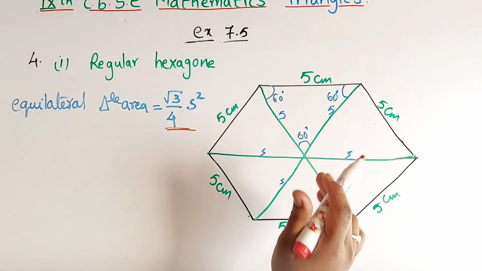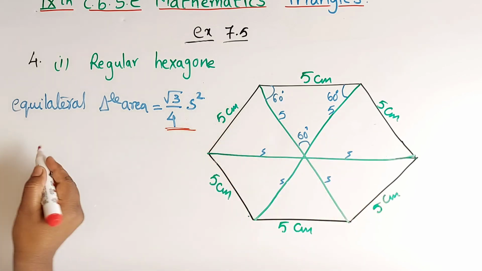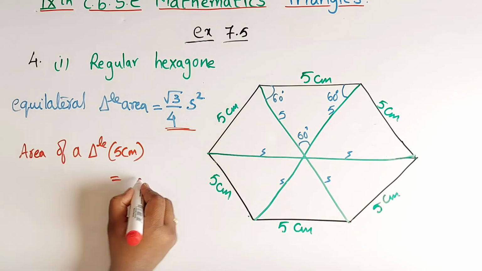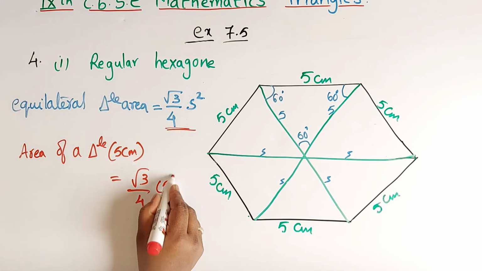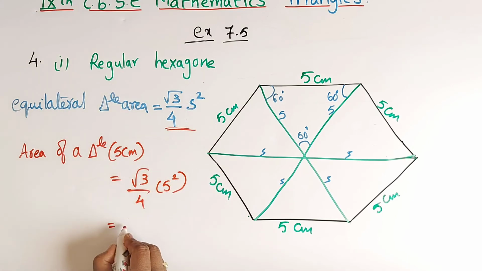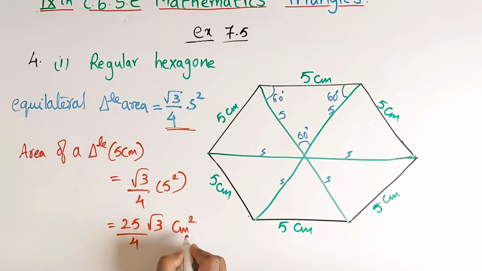Now we will find the equilateral triangle area for this 5 cm triangle. That equals root 3 by 4 s square. That means 5 square. Correct? 5 square means 25. So 25 root 3 by 4 centimeter square. Correct, children?